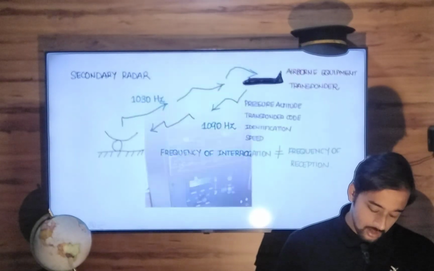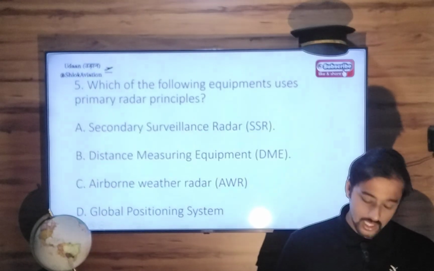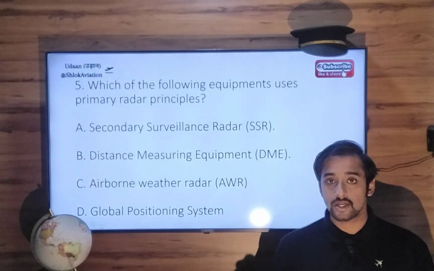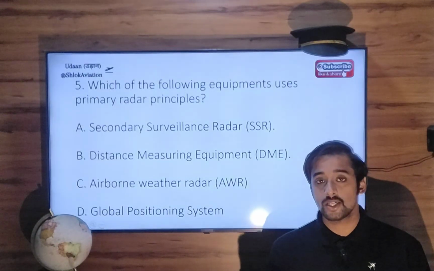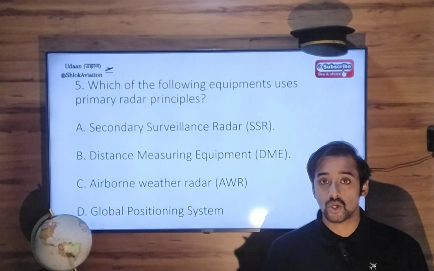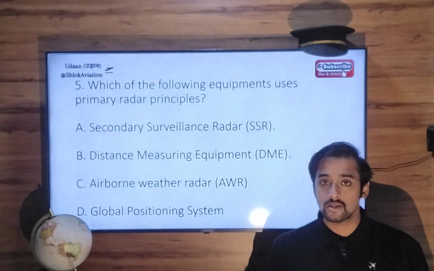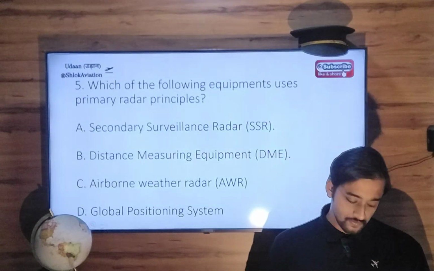This secondary radar is a very important chapter to be studied in radio navigation of Oxford. So do read this chapter multiple times, and also research this topic on Wikipedia. You will get many more important points on Wikipedia also.